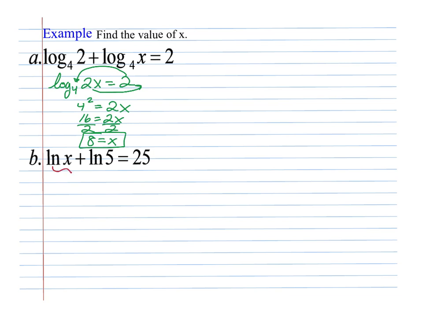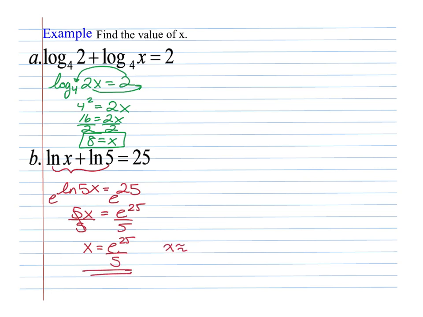Next one, same thing. We're going to condense or compress that ln. So we're going to have ln of 5x is equal to 25. We need to get rid of the ln, so we're going to raise both sides to the power of e. So we're going to have 5x is equal to e^25. We are going to divide both sides by 5, and we're going to have x is equal to e^25 over 5. That is my exact answer, and my approximation would be 1.44 times 10 to the 10th power. That's just what the calculator gave me.